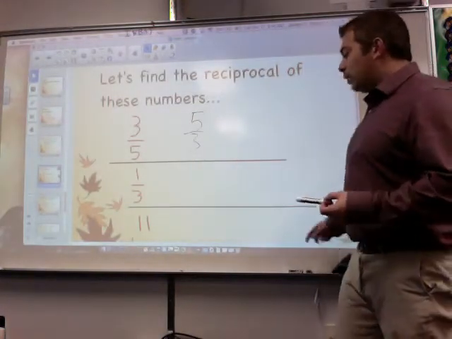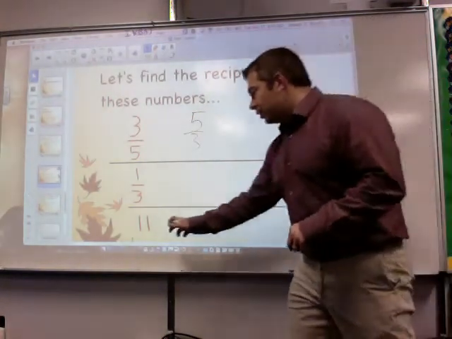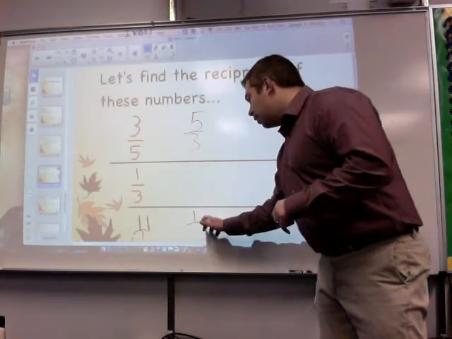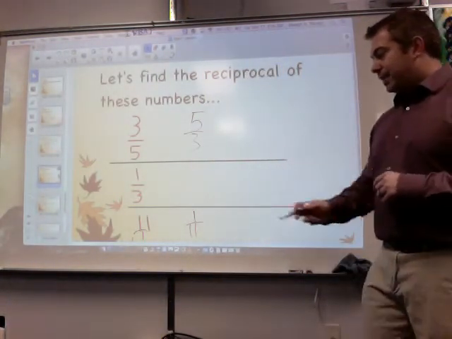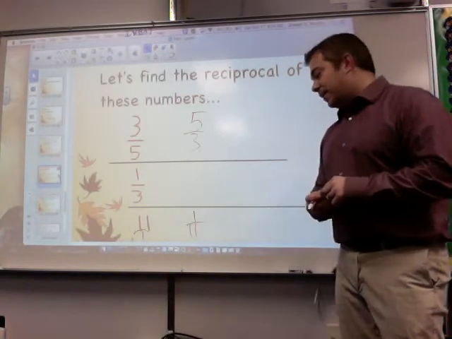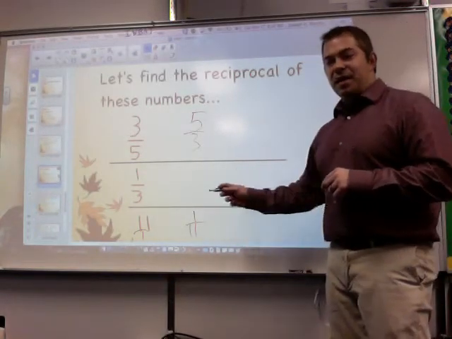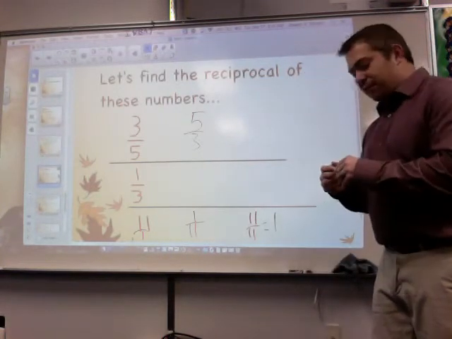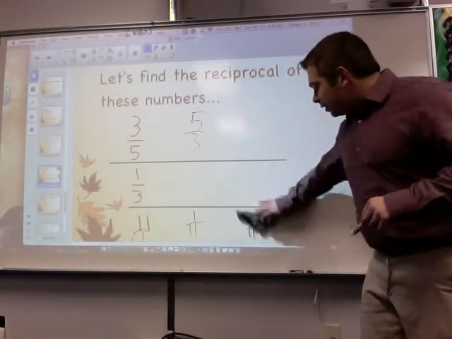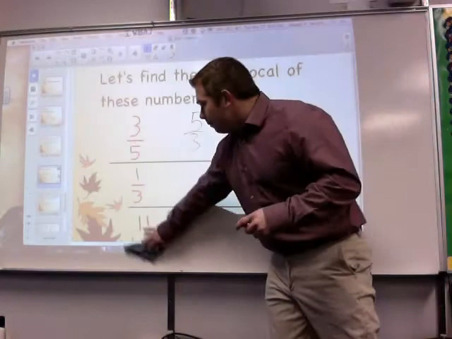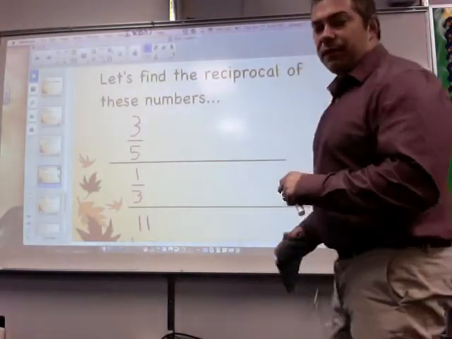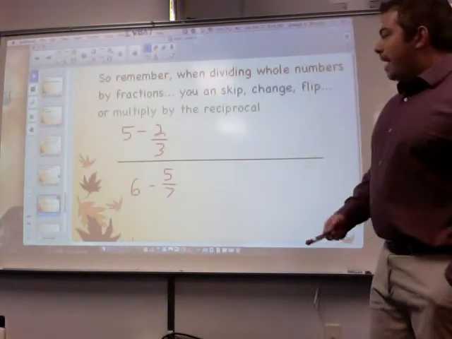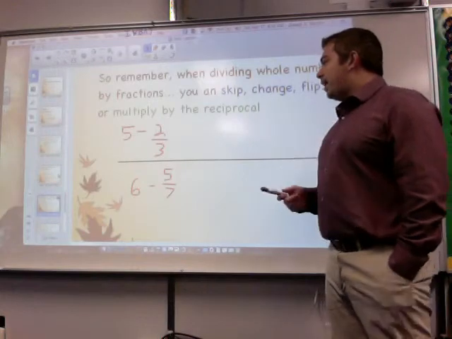And what's the reciprocal of a whole number like 11? Well, 11 is really 11 over 1. So the reciprocal would flip that to become 1/11. And if you multiply these out, 11 times 1 equals 11, and 1 times 11 equals 11. 11 over 11 equals 1. They're reciprocals. So you can remember either skip, change, flip, or multiplying by the reciprocal. Either way will help you divide fractions. So remember, when dividing whole numbers by fractions, you can skip, change, flip, or multiply by the reciprocal.